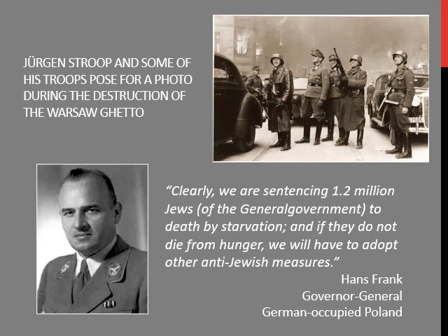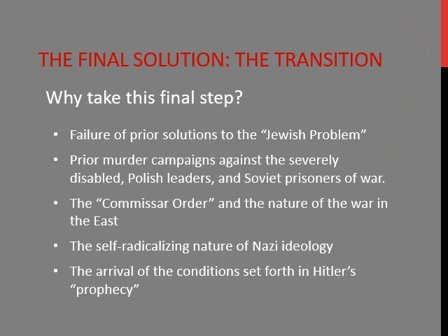But as the Germans are cracking down on these revolts, Hans Frank makes the statement that it's very clear that they're sentencing the 1.2 million Jews who live in the general government to death by the conditions in the ghetto. And if they don't die from the hunger and from the deprivation, then other anti-Jewish measures will have to be enacted. So one could look at a statement like that and say they have really moved to the very, very cusp of preparing to commit genocidal mass murder.